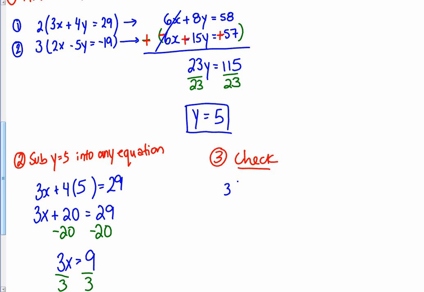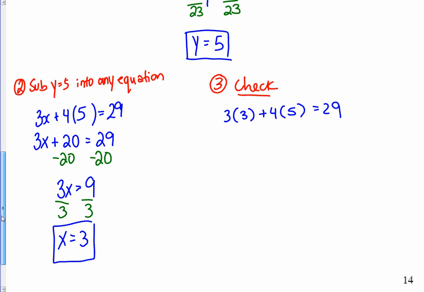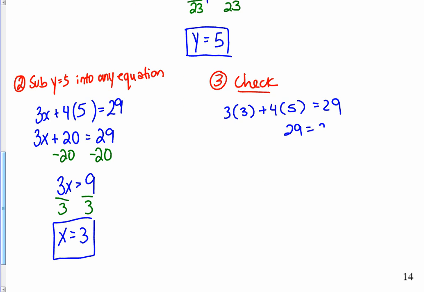So 3 times, what's the x? 3 plus 4 times 5 has to equal 29. Does that equal 29? Yes, 29 equals 29. Please write this down, guys. There's a lot of talking going on, not enough writing.